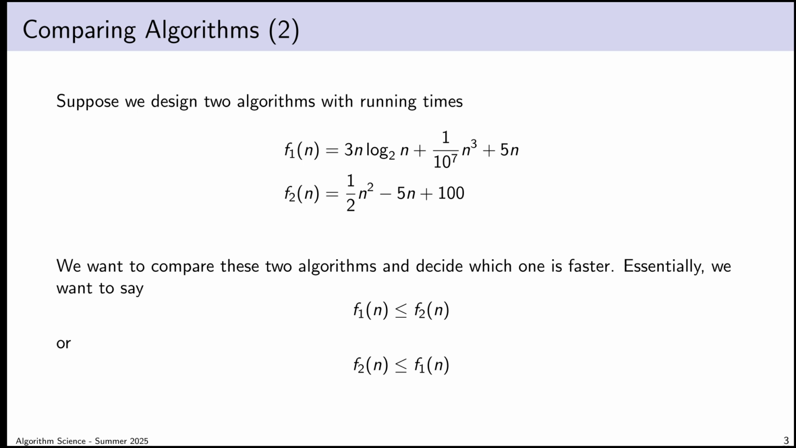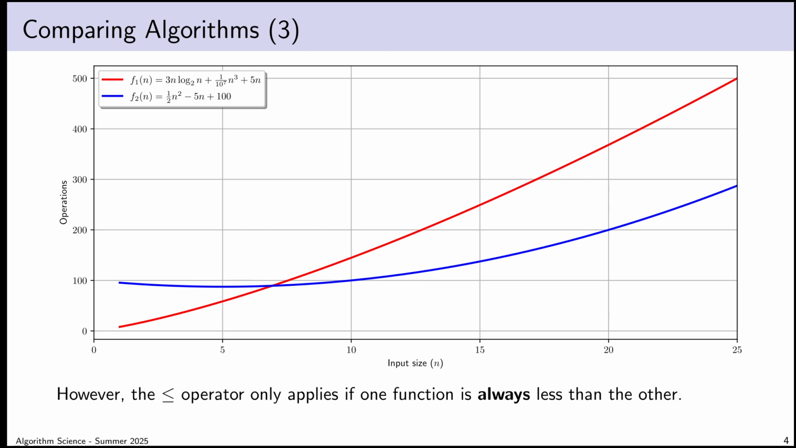So I want to compare these two algorithms and decide which one is faster. So, of course, what I sort of want to say is that one function is less than the other, so f1 is less than or equal to f2, or vice versa. We're going to see pretty quickly that we can't do that. So here's f1 and f2. I'm going to apologize in advance because this lecture is full of plots that have lots and lots of functions on them, and they become quite cluttered, to the point that I've actually had to avoid using dotted lines in some cases because they make the diagram even more cluttered.